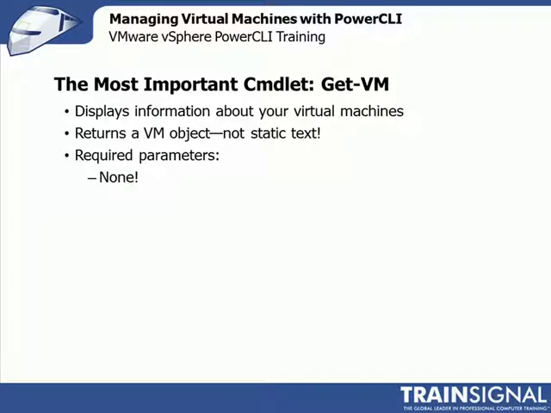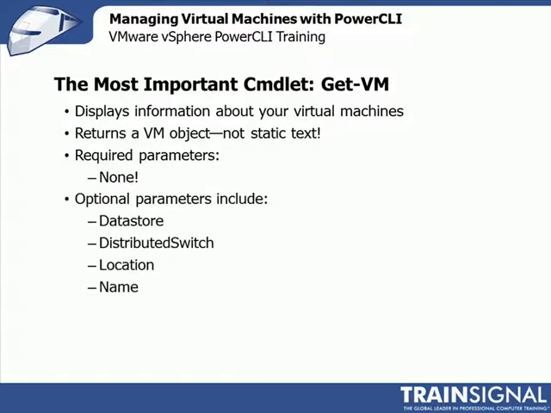There are no required parameters when working with this, so you can just type Get-VM and hit enter, and you'll quickly have a list of your virtual machines. There are several optional parameters, such as datastore, distributed switch, location, and name. These are used in this case as filters for narrowing down what you want to see. So you can say, for example, only view the virtual machines which are on a given datastore, or connected to a certain distributed switch, or are in a certain folder, or have a name which matches a pattern.